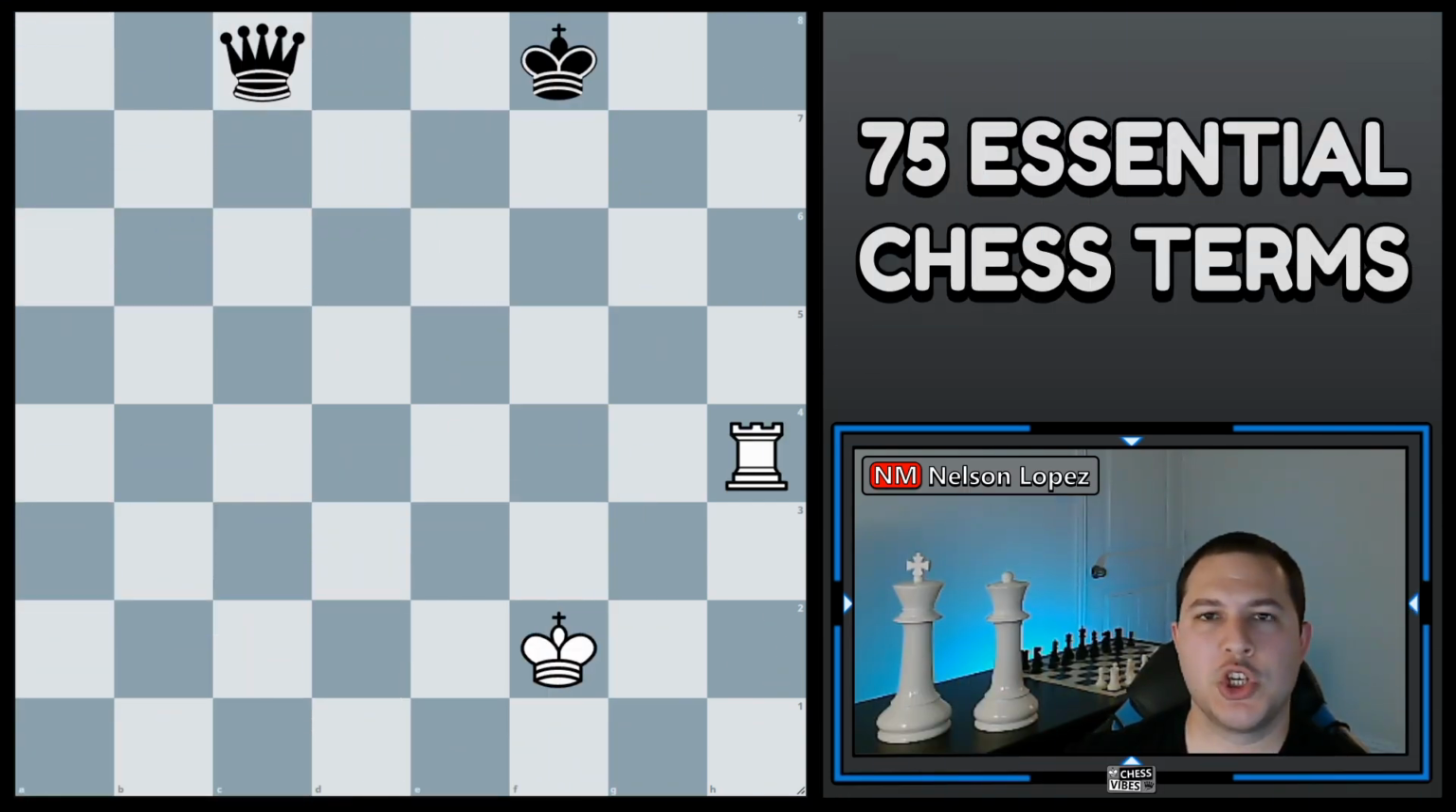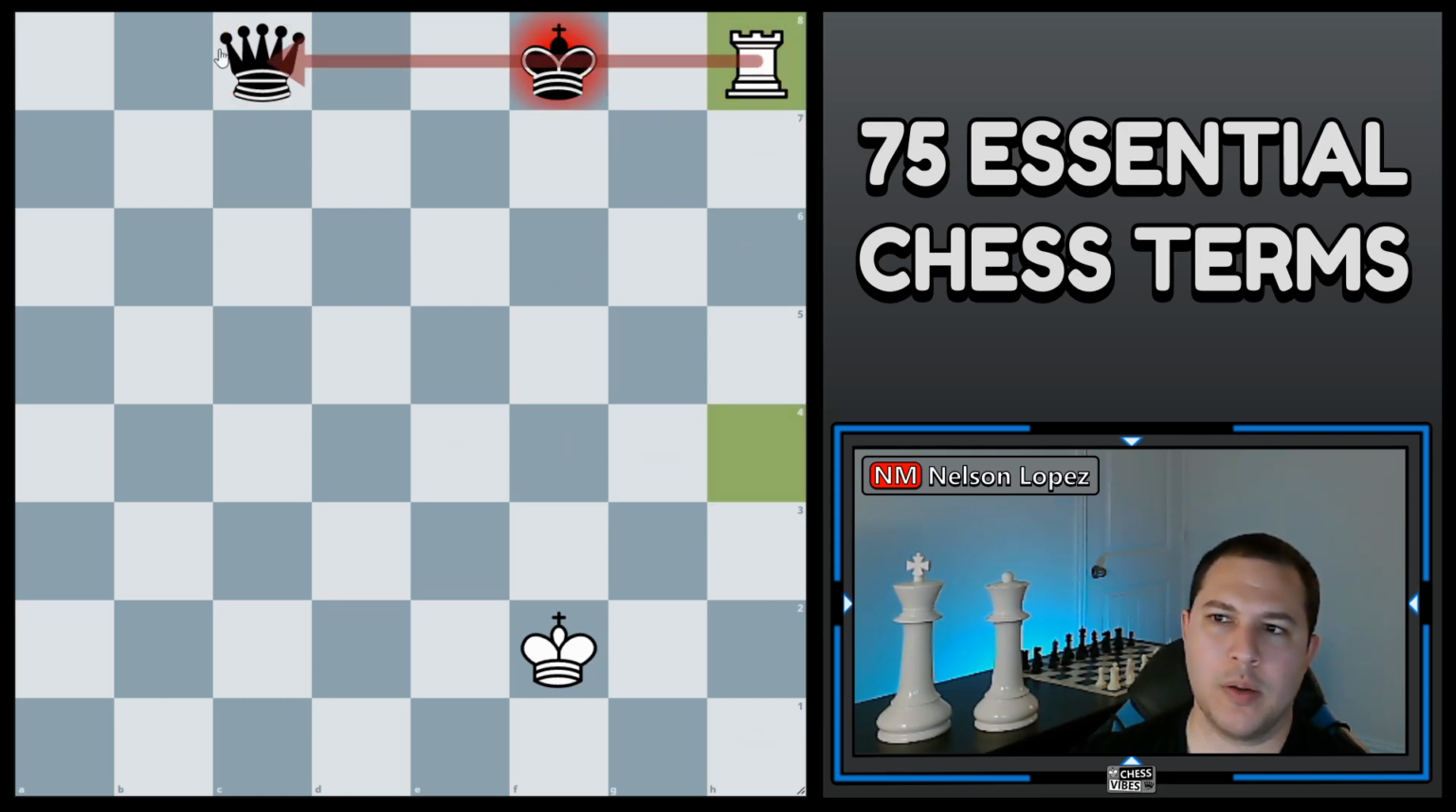Term 64 is skewer. A skewer in chess is when you attack a high value piece and it moves out of the way, and then you're able to capture a lesser value piece behind it. This is an example. Black's king and queen are lined up, so white can skewer them by playing check.